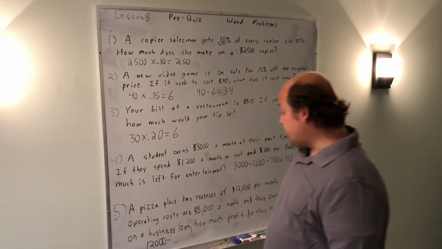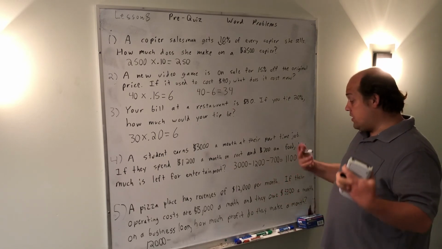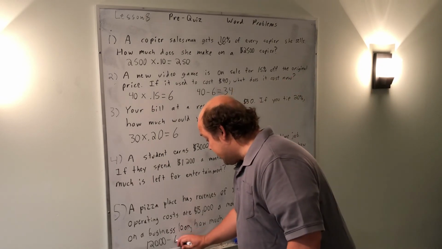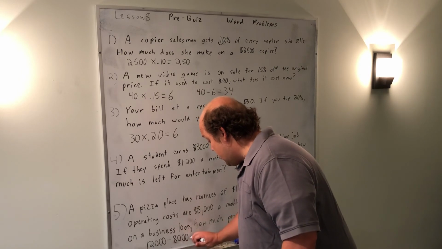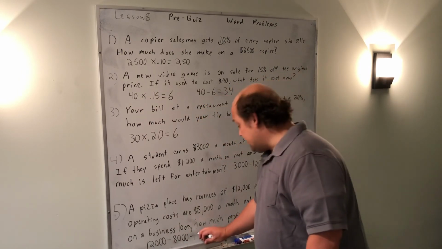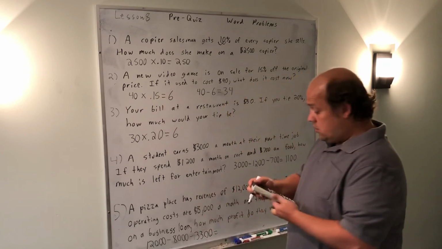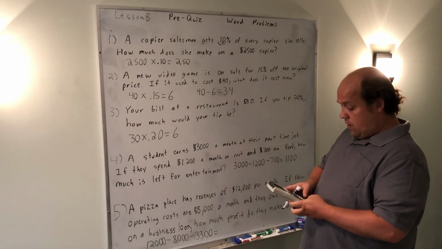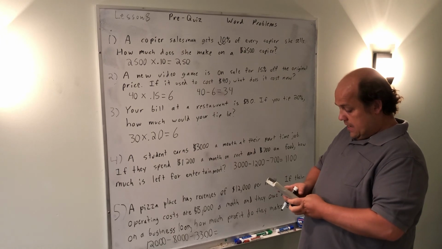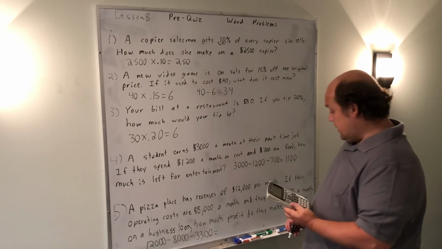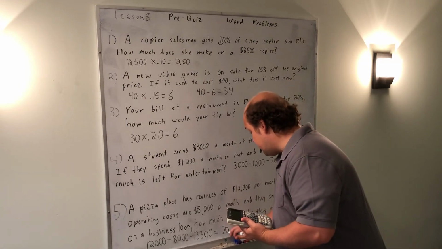They have to pay employees, they have to pay building costs, they have to pay food costs, everything else like that, which is going to subtract $8,000 a month. And then they also have to pay for their business loan, which is going to subtract $3,300 a month. So when I put into my calculator 12,000 minus 8,000 minus 3,300, it tells me they're making $700 in profit per month.